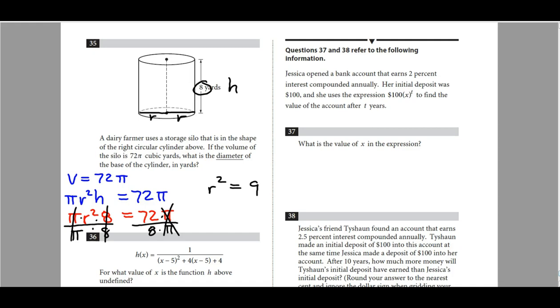To figure out what r is, to get rid of this 2, I take the square root of both sides. So that cancels out with the 2, and I get r. Take the square root of the other side, I get 3. So I now know that the radius is 3, which means the diameter, which is the distance all the way across, would be 6. And you don't have to worry about putting the units, yards, in there. You're just going to put the answer of 6.